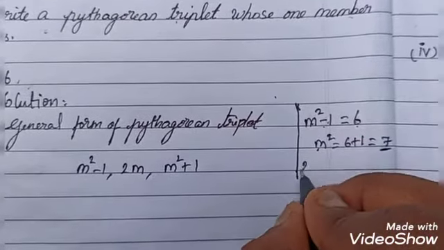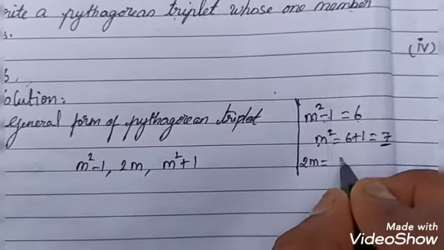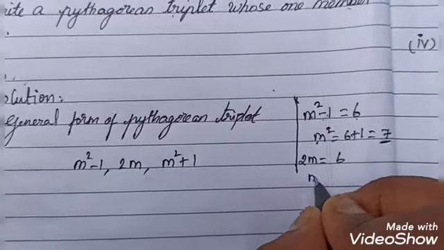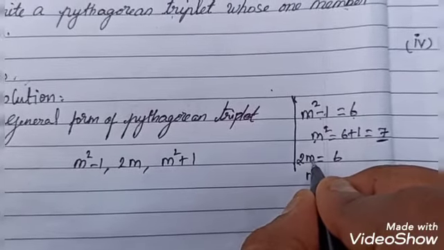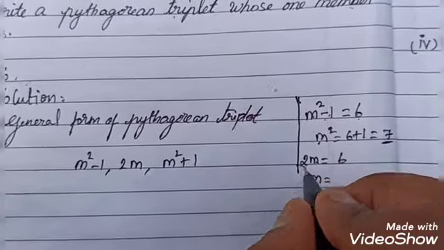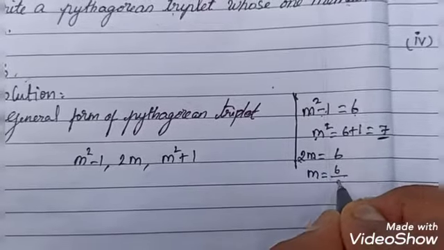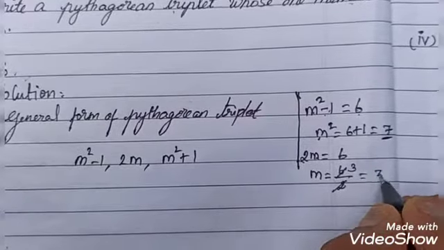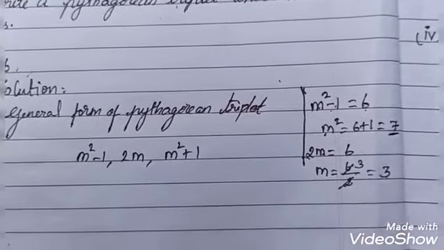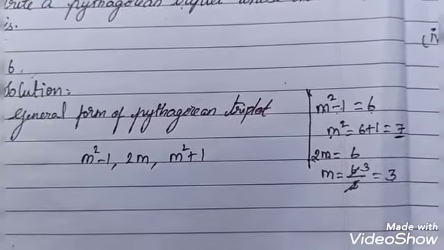Next I move on to 2m. So 2m is equal to 6. So m is equal to 6 divided by 2, since the 2 is in multiplication, you need to divide by 2. Two ones are 2, three 2s are 6. So here you get 3 as the value of m.